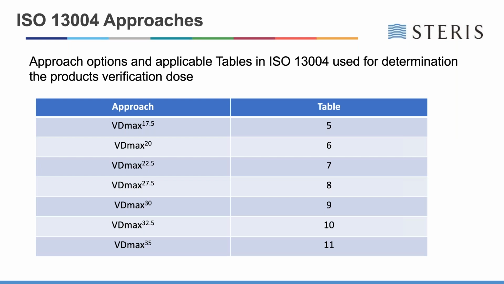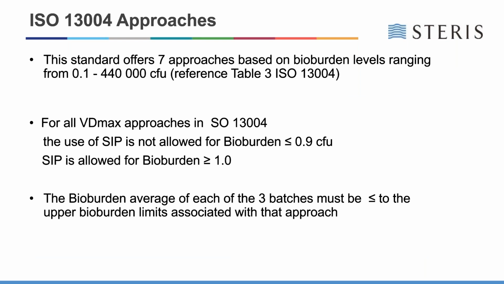Some additional information on the 13004. We had talked about the 7 different approaches, and here they are. So we can see the associated tables with each of those approaches within the ISO standard. And we'll use those tables to look up the bioburden, which will give us our product verification dose. The 13004 standard often offers our 7 different approaches based on bioburden ranges from 0.1 up to 440,000 CFUs.